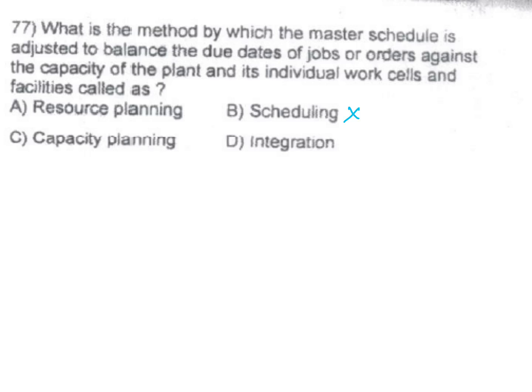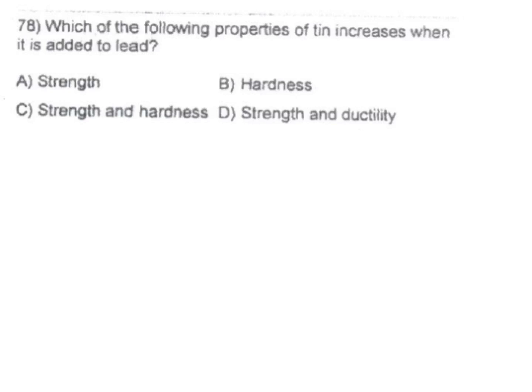Which of the following properties of tin increases when it is added to lead? Strength also increases, hardness also increases, so C is the answer.